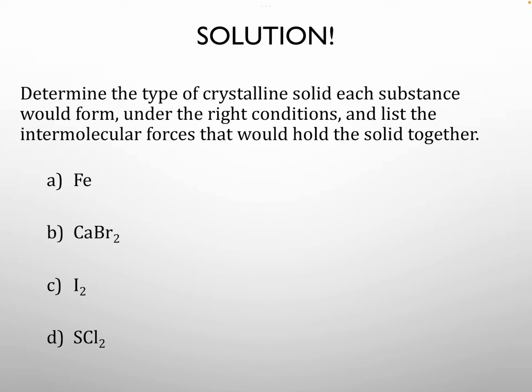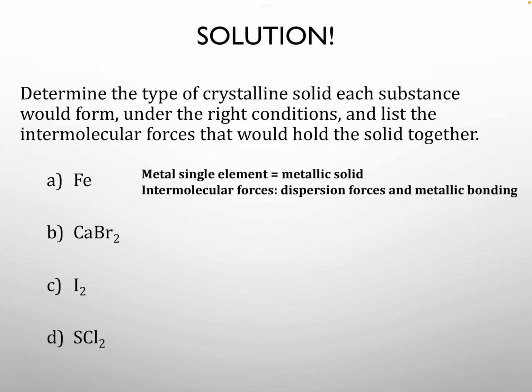Alrighty, let's go over this. So our first one is iron. Do you see how that's just one element? So anytime it's going to be a single element, it's either going to be a metallic solid or it's going to be a molecular solid. Here, iron is a metal. Therefore, it's going to make a metallic solid.